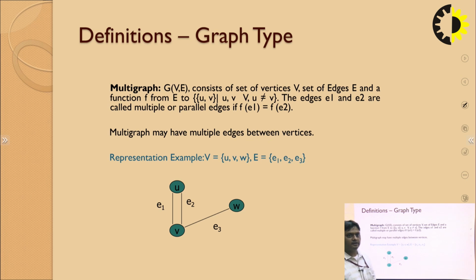Next type of graph is the multigraph. In a multigraph, there can be more than one edge between two vertices. For example, U and V are two vertices, and one edge is E1 and another edge is E2. Then these are parallel edges.